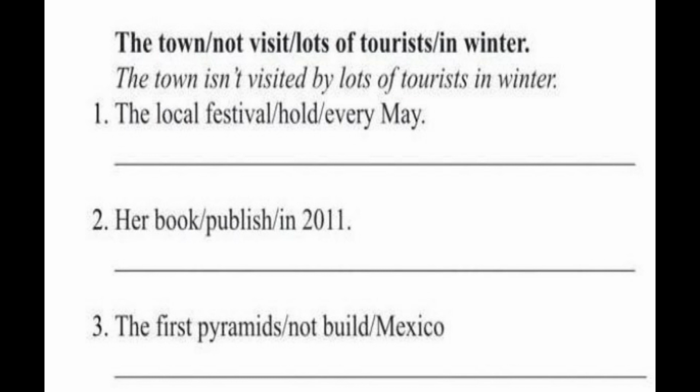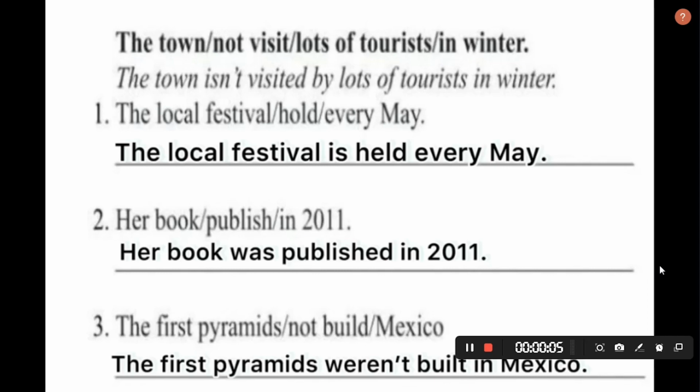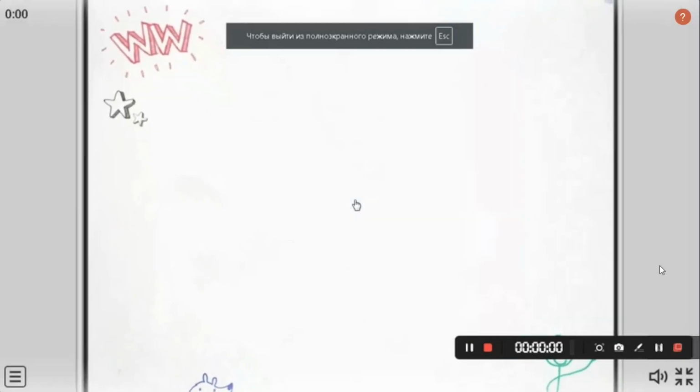Okay, let's check. The first sentence: the local festival is held every May. The second: her book was published in 2011. And the third: the first pyramids weren't built in Mexico. Very good. The next task.